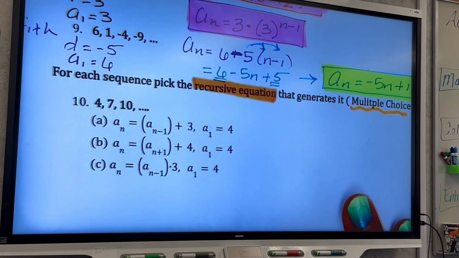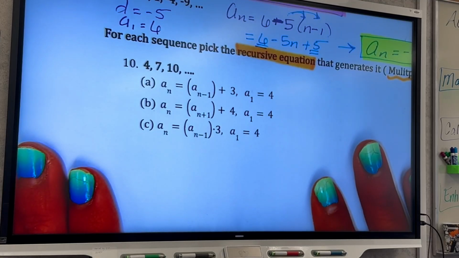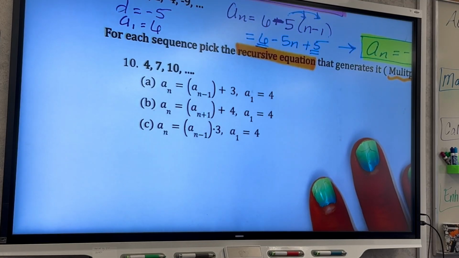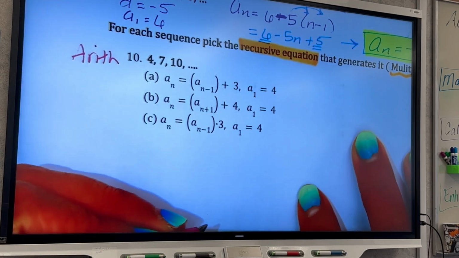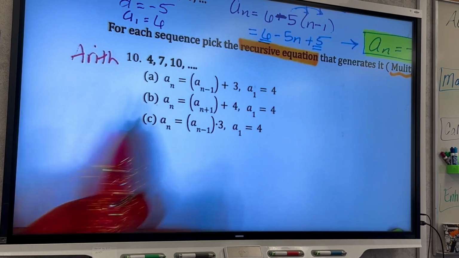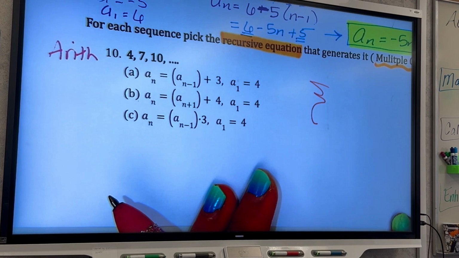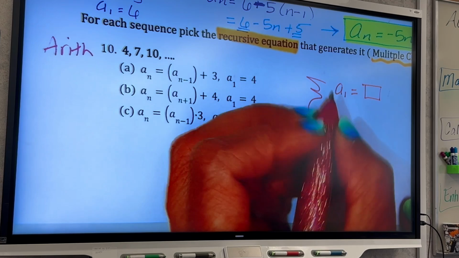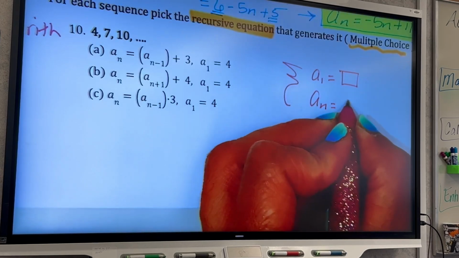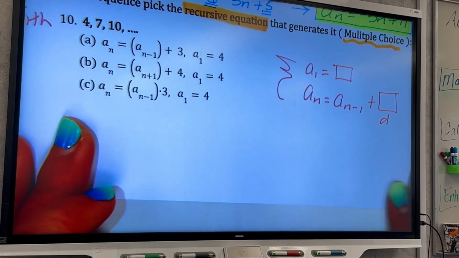So if you look at number 10, it has A, B, C, and then D is listed up at the top of the back of the page. But you don't even really need D because it doesn't even end up being D anyway. Number 10, is it arithmetic or geometric? It's arithmetic, okay? So what helps is, even though it's multiple choice, I do recommend that you write out what it is first and then look for the multiple choice option that it matches with. So we know for an arithmetic sequence, you have to list whatever the A1 is, and then A sub n equals A sub n minus 1 plus whatever the D is, okay?